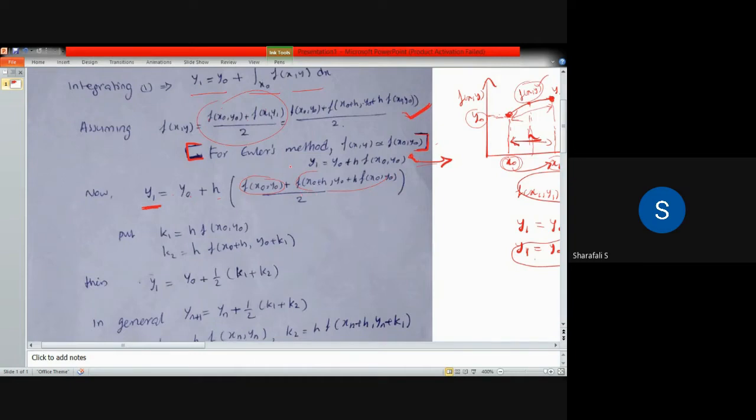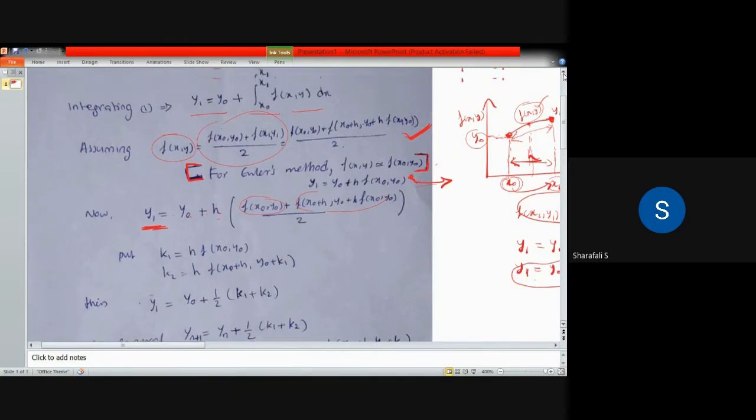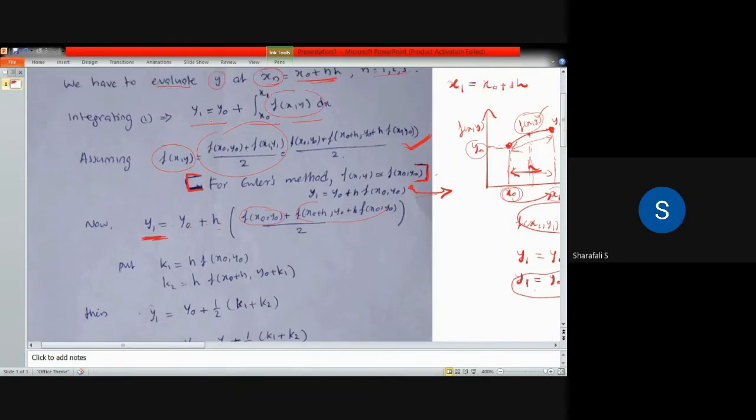Okay, so you just have to substitute this particular function in that Euler's equation, then you can directly get this result. y1 will be equal to y0 plus h into f of x comma y. If you consider this integration, this will become y1 equal to y0 plus integral x0 to x1 f of x comma y dx. Substitute this f of x comma y value in this equation, then you will get this result.